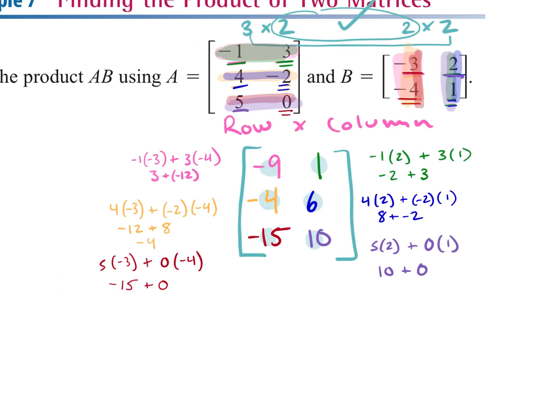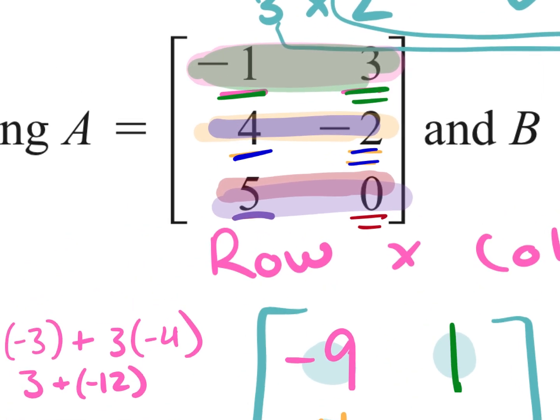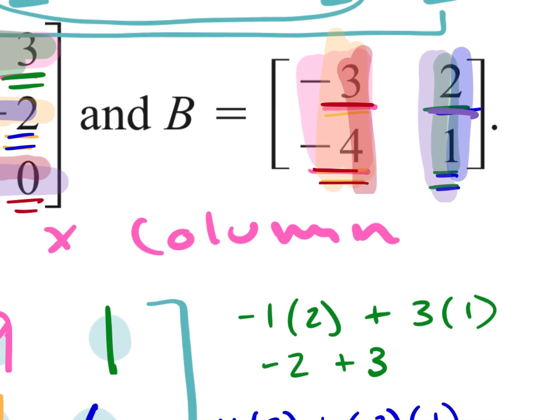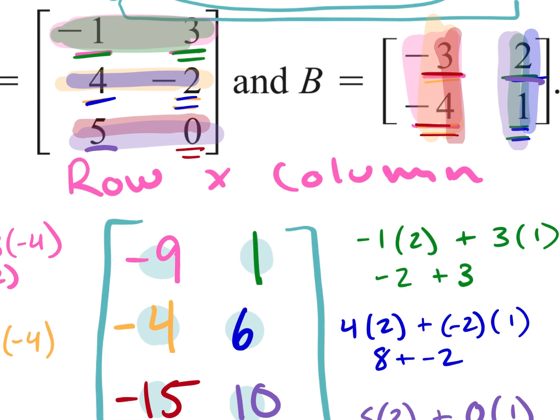So in the first matrix, notice my highlights here. They're only going in rows. We are only moving in rows in our first matrix. In my second matrix, notice my highlights. We only move in columns. So it's always row by column.